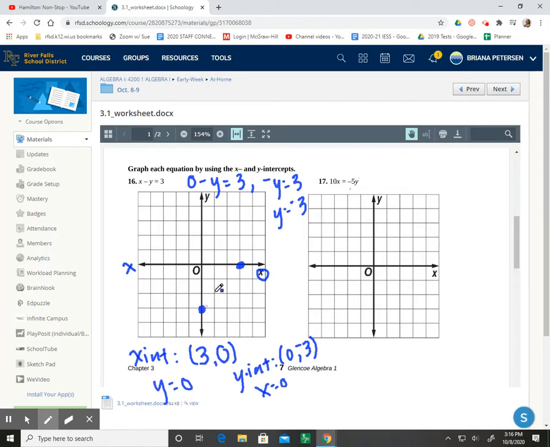Now I have my x and y intercepts, and now I need to graph the equation. We said it's a linear equation, so it's just a line, and it's going to be the line that goes through these 2 points. So it'd be something like, not really perfect because I'm drawing it on my computer, but like that. That's what you're going to do for 16, 17, 18, and 19.